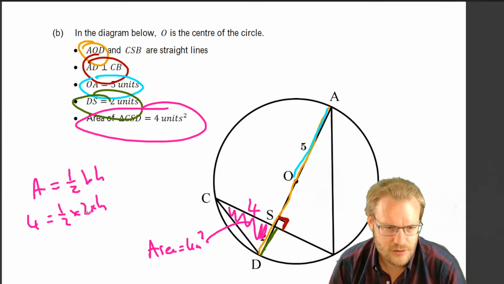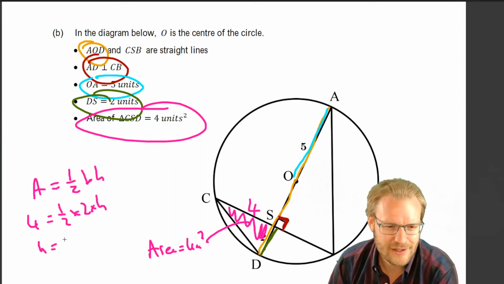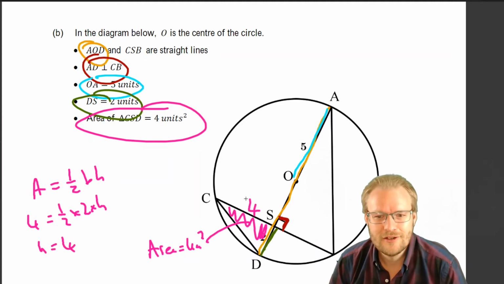And therefore, 4 times 2 is 8. 8 times a half is 4. Or however you'd work that. Half times 2 is 1. 1 times h is 4. That was a lot easier, wasn't it? Okay, so h equals 4. So that might be useful.